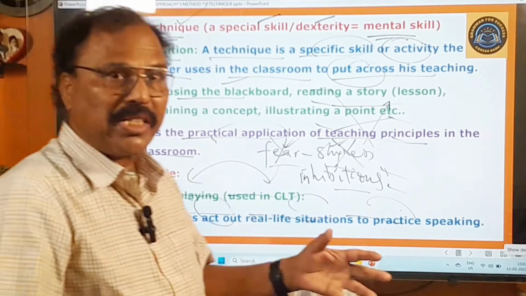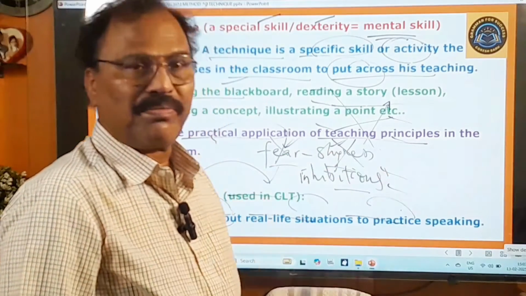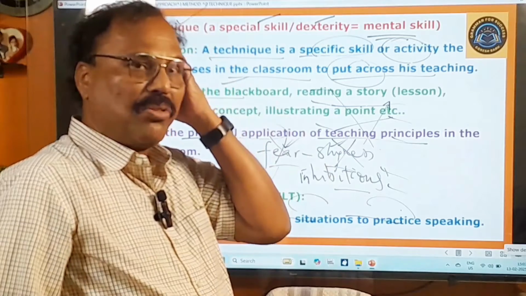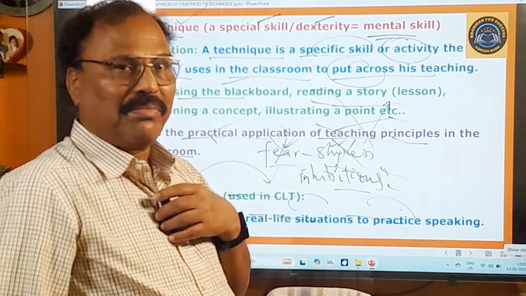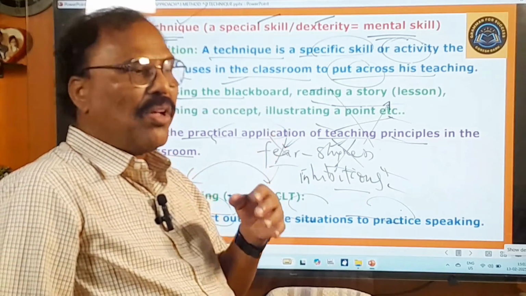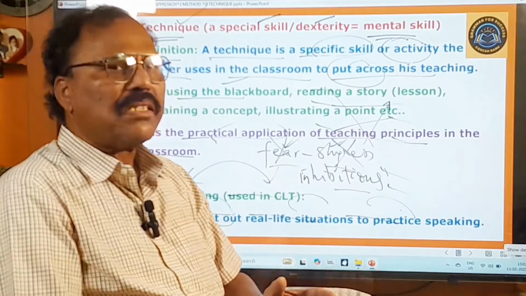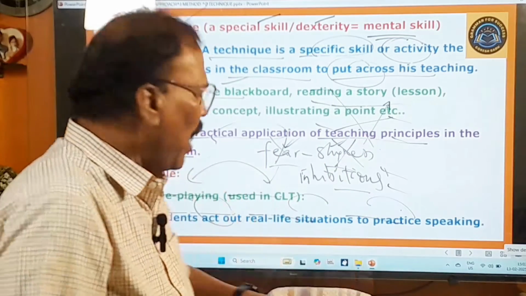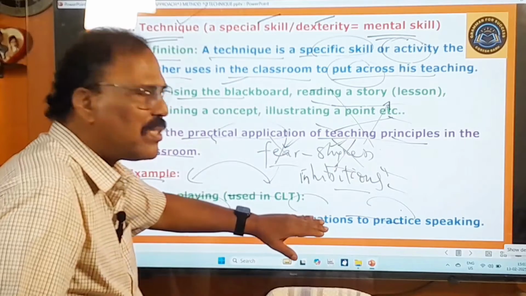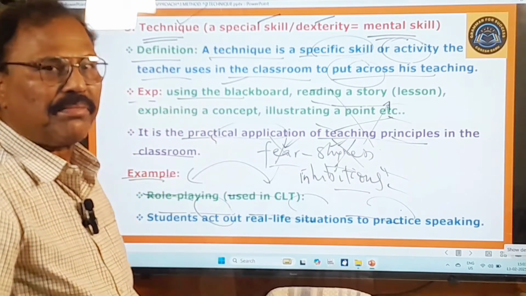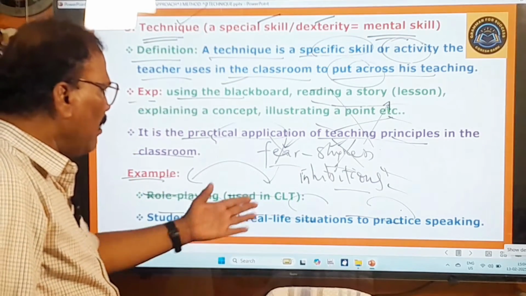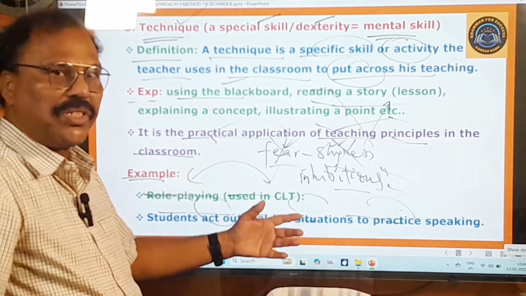Because if you make mistakes, the teacher is there to correct you. But in real life, what happens, nobody is there to correct you. So that danger is there. That's why, in the classroom, the teacher allows the students to act out real life situations. It's a beautiful technique. This technique can be used under this communicative language teaching approach.